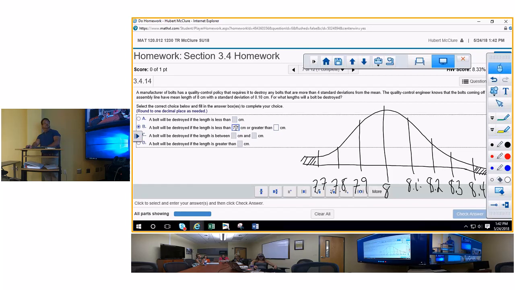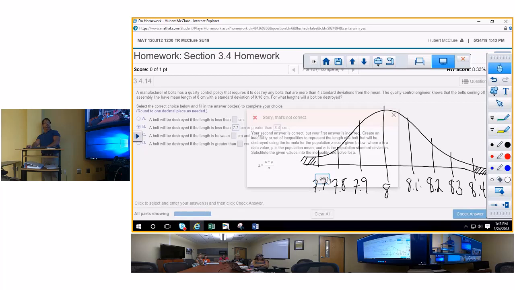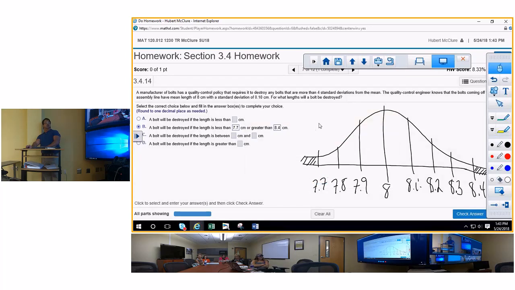7.7 and 8.4. Oh, this is Z-scores. I didn't know this was Z-scores. Okay. All right. I'm sorry. I didn't know we had jumped into Z-scores. All right. Forget it. That's the right answer when it comes to the empirical rule. All right. We're not going into Z-scores yet.